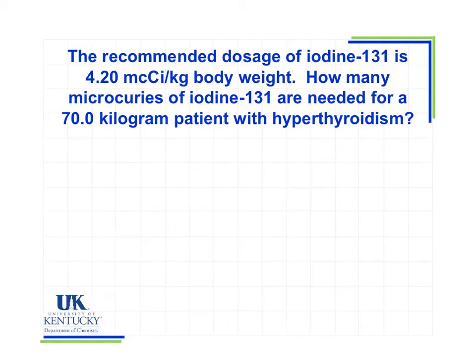Let's look at one of the problems that was in the worksheet we did this week in our groups in class. The recommended dosage of iodine-131 is 4.20 microcuries per kilogram of body weight. How many microcuries of iodine-131 are needed for a 70 kilogram patient with hyperthyroidism?